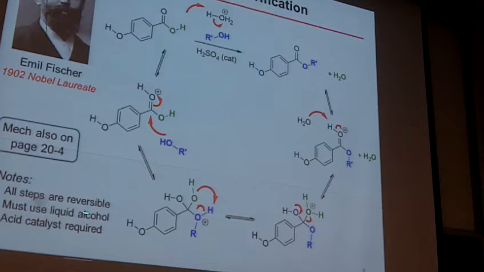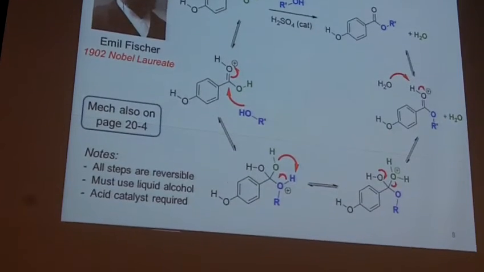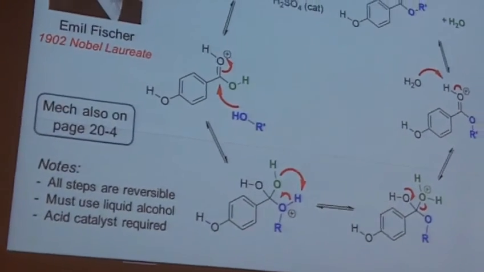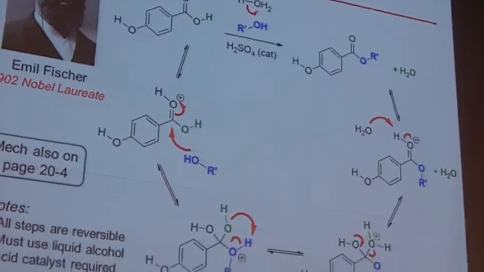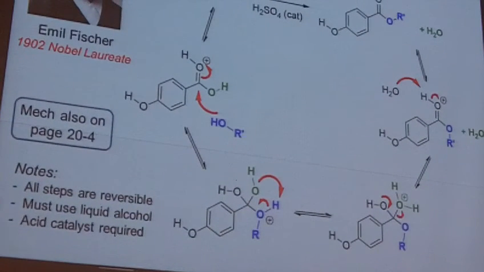Okay? So all steps are reversible. You have to use the liquid alcohol as your solvent because that's ultimately what drives the equilibrium. Okay? You can, on the other hand, in certain cases, use a method of pulling that water out. Okay, that tends to be more difficult. Okay, but what we can do is just swamp it with alcohol.